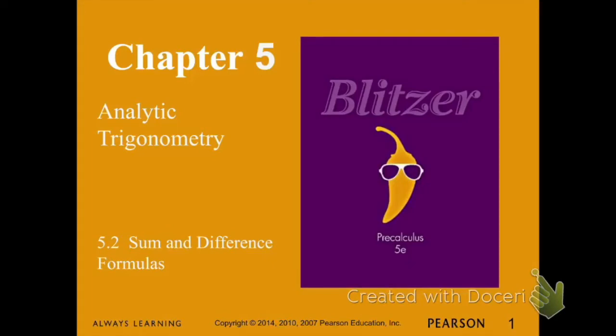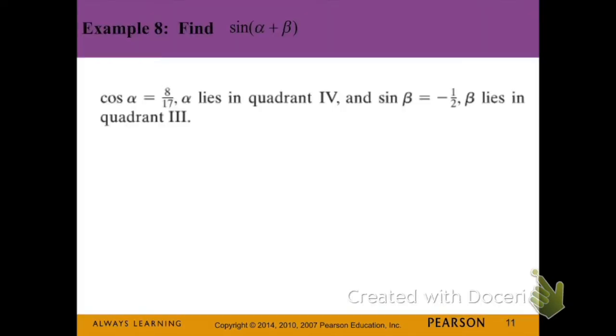Section 5.2, Sum and Difference Formulas, Part 4 of the notes. Example 8, we're going to find sine of alpha plus beta. We know that cosine of alpha is 8 over 17, and it lies in quadrant 4. We know that sine of beta is -1/2, and beta lies in quadrant 3. So what we need to find is cosine of beta and sine of alpha.